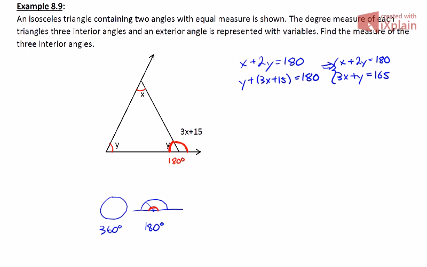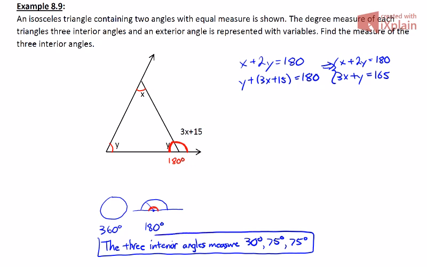The answer is that the three interior angles measure 30 degrees, 75 degrees, and 75 degrees. So whatever method you choose, you should be able to get that x is 30, y is 75, which means the other angle of y is also going to be 75.